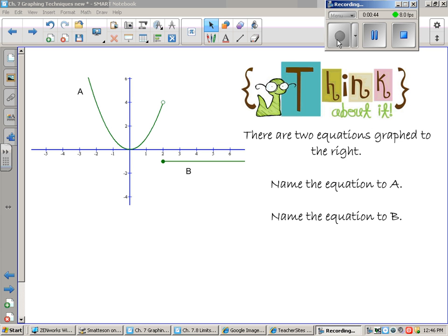As you look at this slide, it says there are two equations graphed to the right, well, in this case it's to the left. Name the equation to A. So let's just look at equation A in that graph. And what equation would you say that that would be? My hope is you recognize that as a parabola, and y equals x squared. And the equation to B, of course, is a line. More specifically, it's a horizontal line, which means that that would be y equals a particular number. And let's just say, for all intents and purposes, -1.